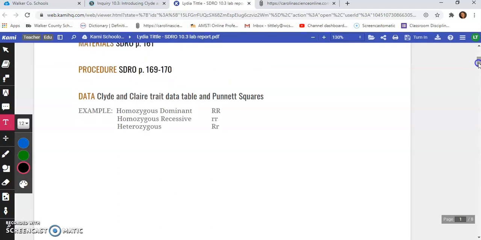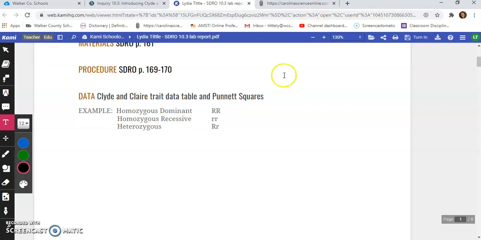Now be prepared, we have about 3 class days set aside for this lab because it takes a while to gather our data and then do our Punnett squares to find out what their offspring have. And then lastly, we'll be drawing pictures of what Clyde, Claire, and their child will look like.